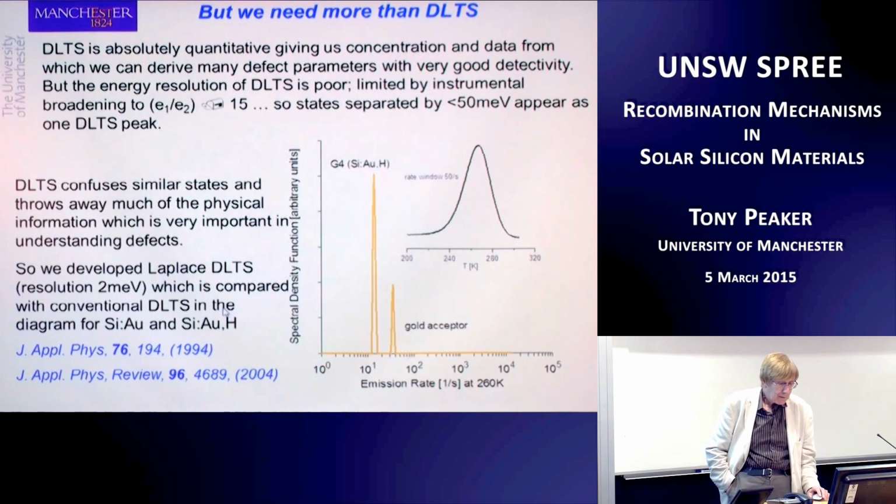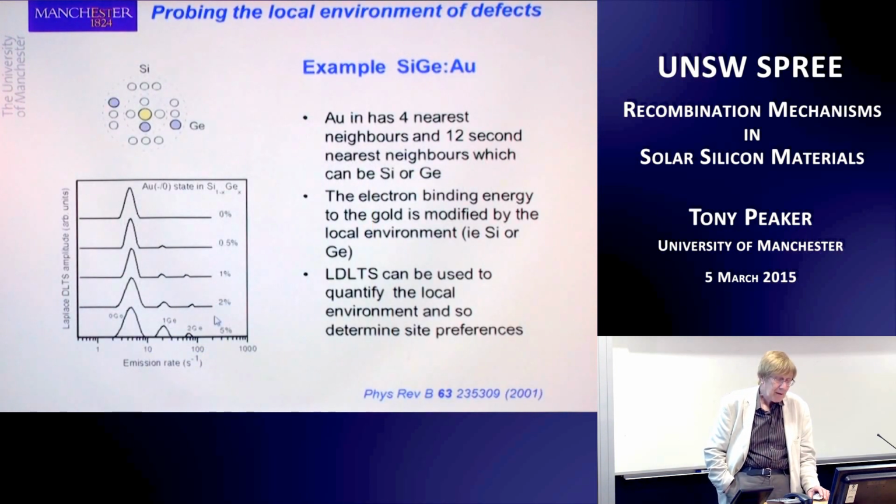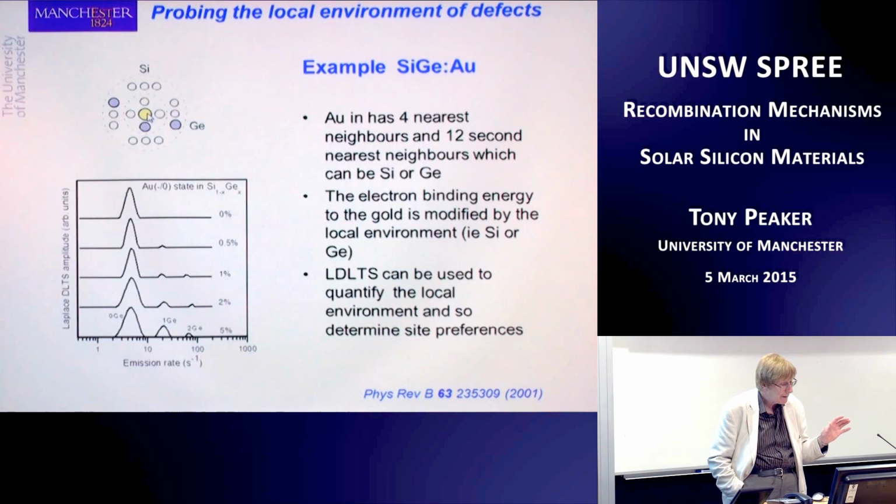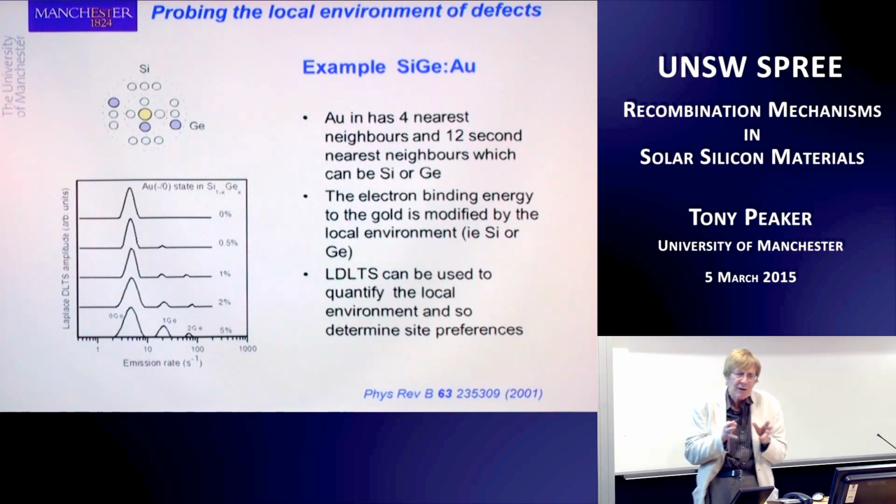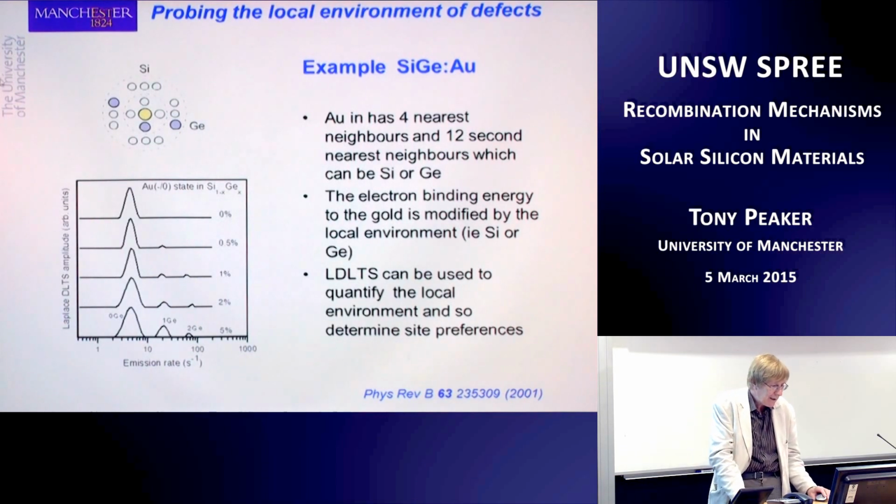So you can do lots of things with this. I've just put a couple of examples into this talk. This is silicon germanium with gold in it. I'm sticking to gold, and the actual energy to release the electron from the gold depends on the local environment. It's not just the way it's bonded to the lattice. But if you perturb the local environment, it's going to change that energy. And one way is, of course, for it to be there in an alloy.